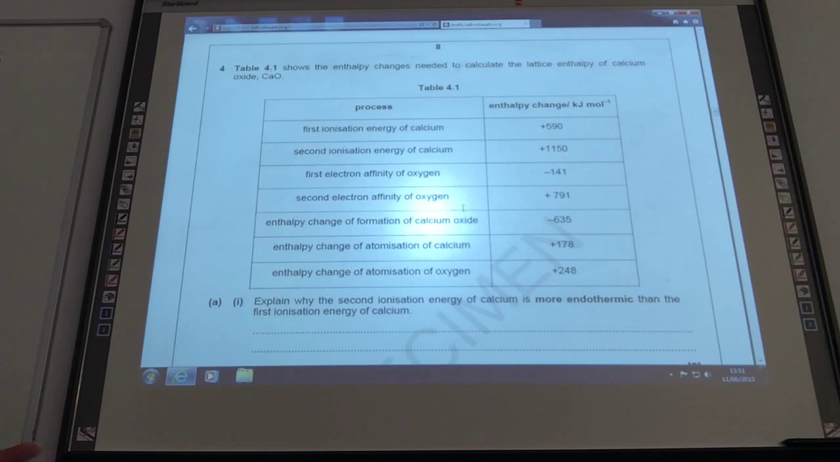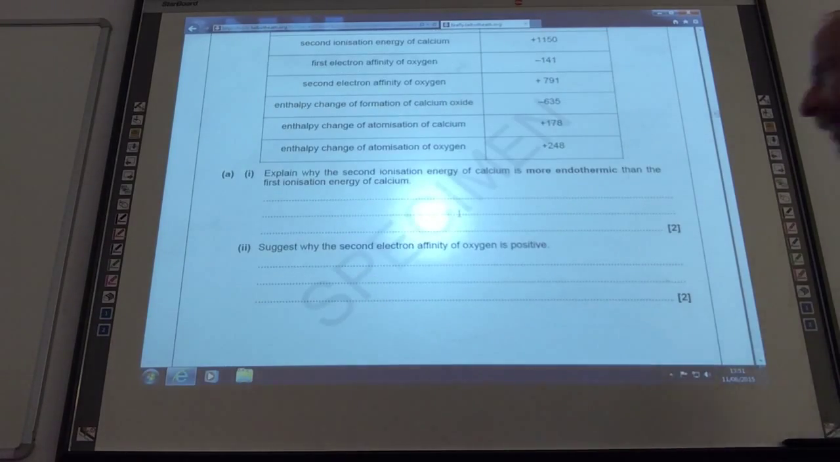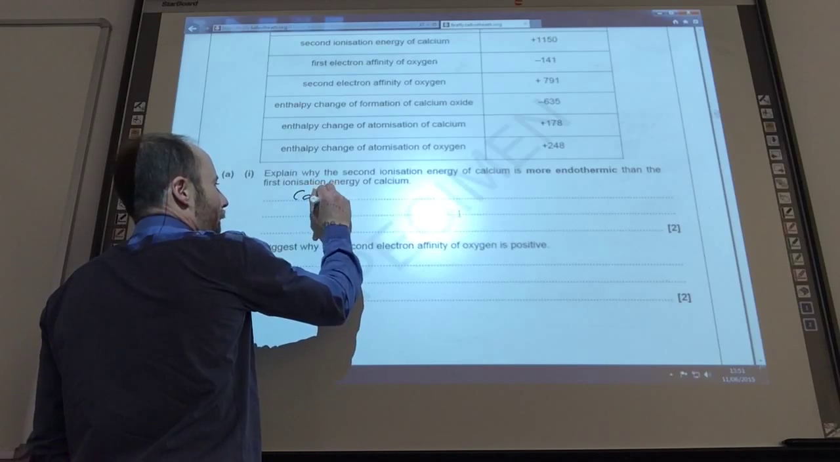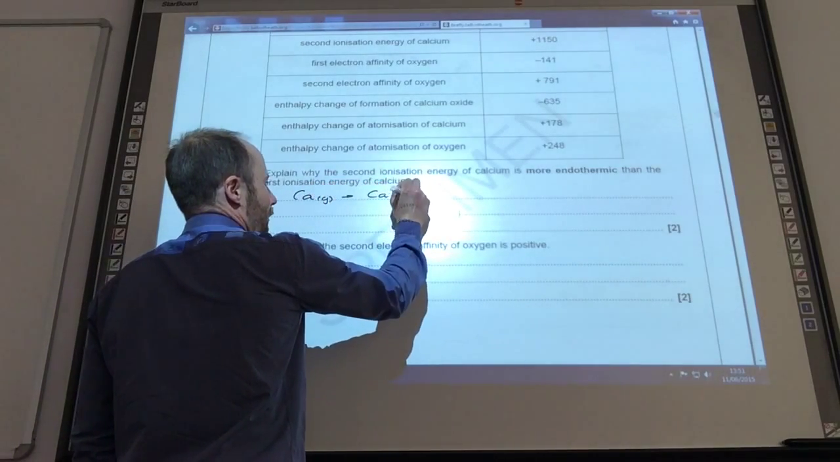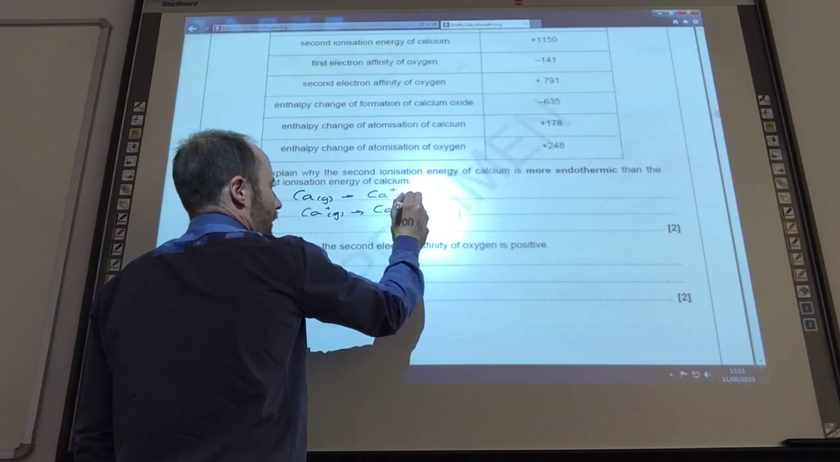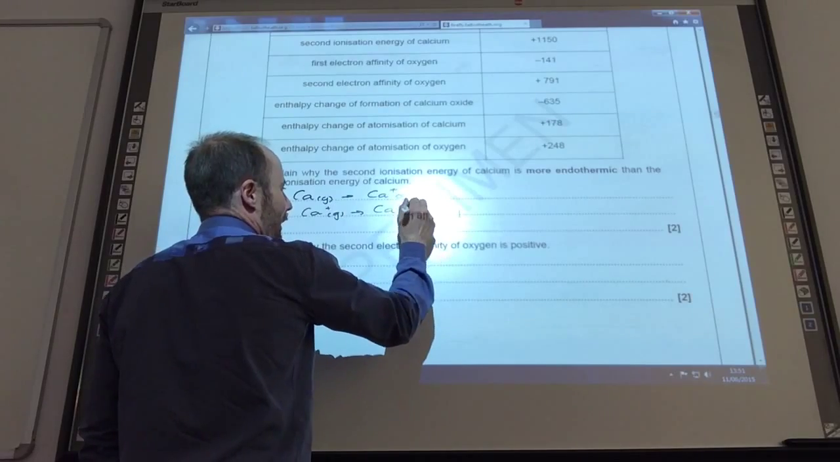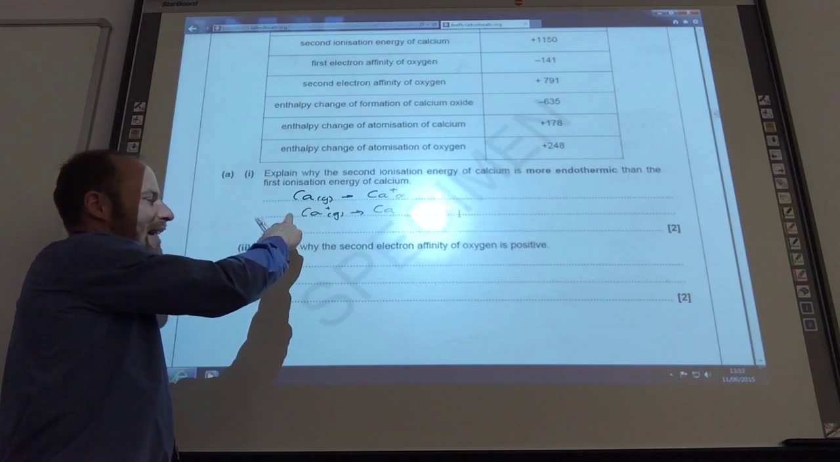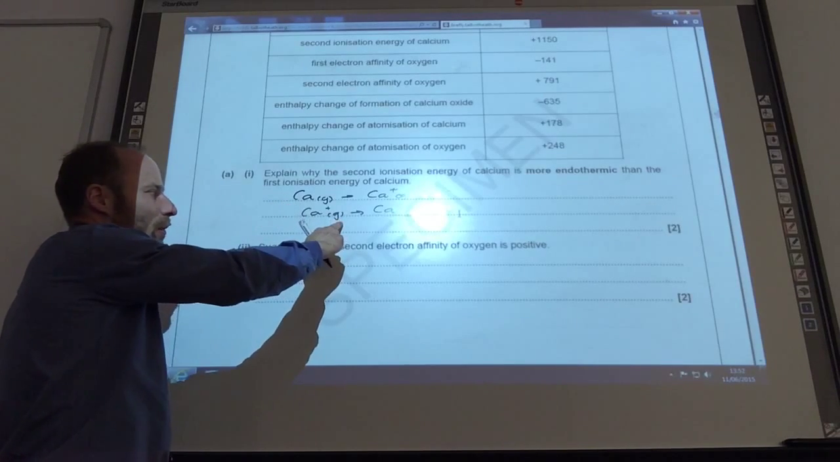Right, okay, so on to question 4, nice Born-Haber cycle to do. Lots of information there. First thing we need to do is to explain why the second ionisation energy of calcium is more endothermic than the first ionisation energy of calcium. Let's just have a think about it. So the first ionisation energy is that. The second ionisation energy relates to that equation. So this one is more endothermic than this one. It takes more energy to remove this electron.